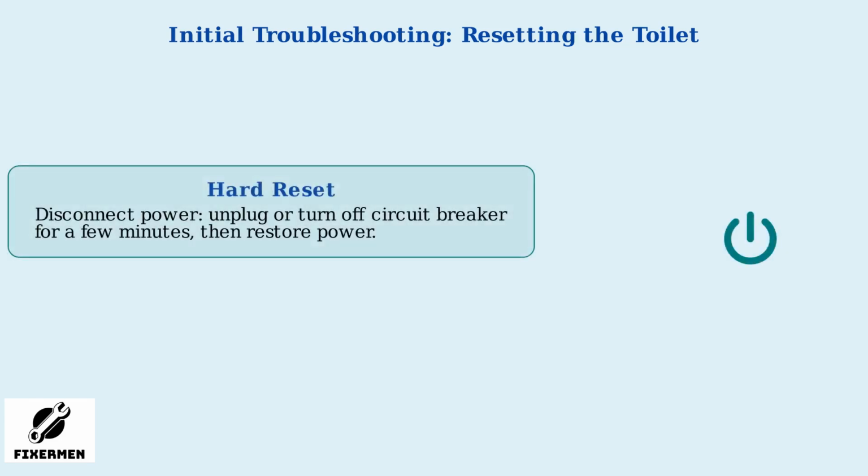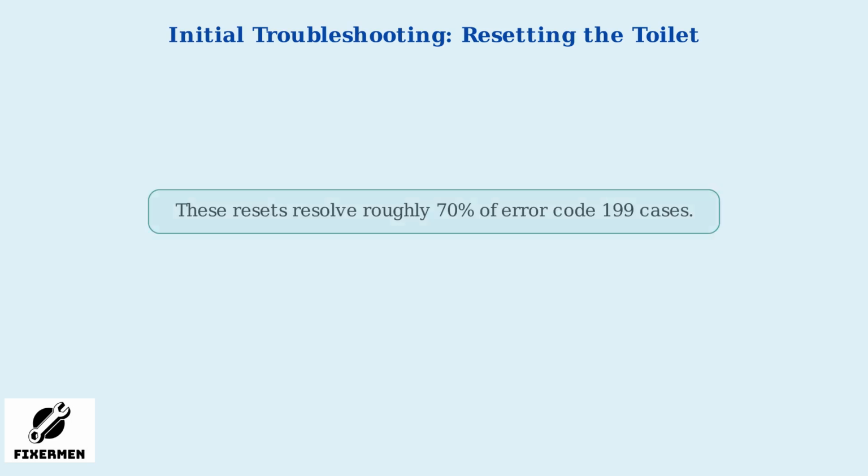Second, a hard reset requires disconnecting the toilet's power supply, usually by unplugging it or turning off the circuit breaker for a few minutes before restoring power. This clears deeper electrical issues. Often, these resets clear temporary glitches and resolve the error. This will address roughly 70% of cases of error code 199.